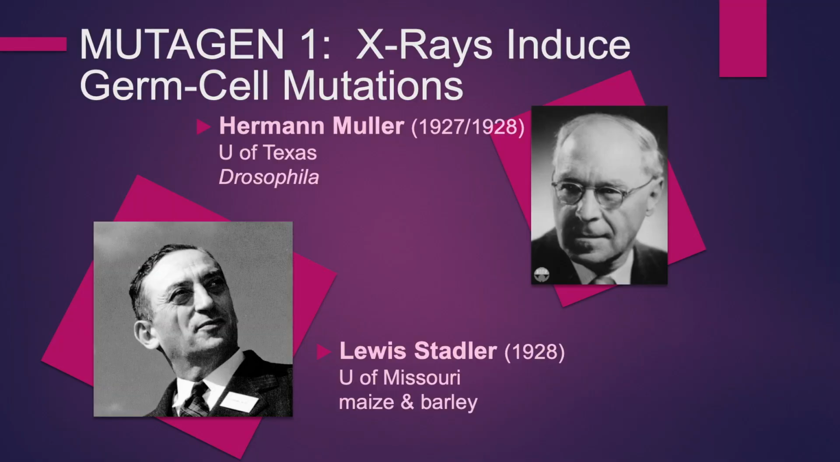And in that same year, Lou Stadler down at the University of Missouri in Columbia also showed that X-rays, and he reported the data, was a germ cell mutagen in corn and in barley. So in 1 year, 1928, we finally had the first mutagen. It was a germ cell mutagen both in insects and in plants.